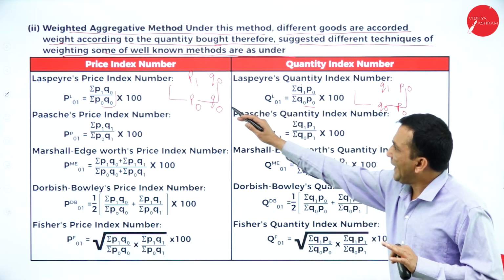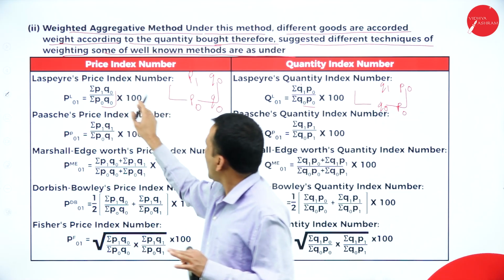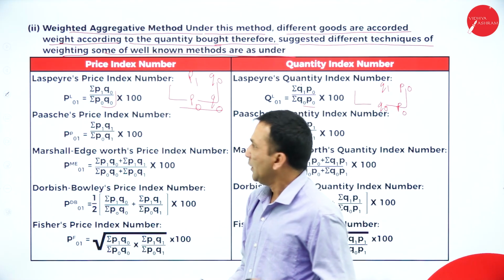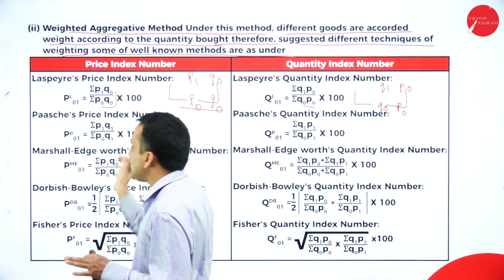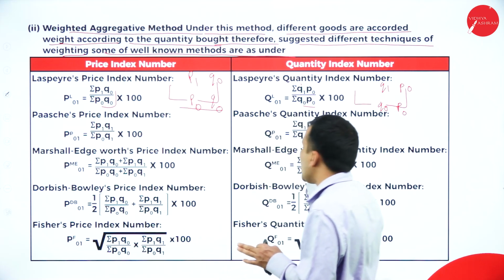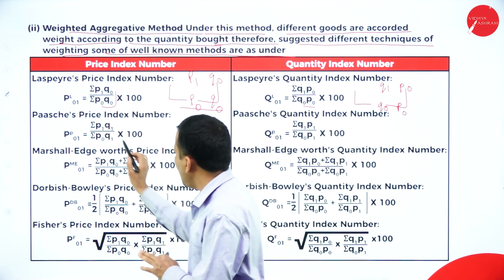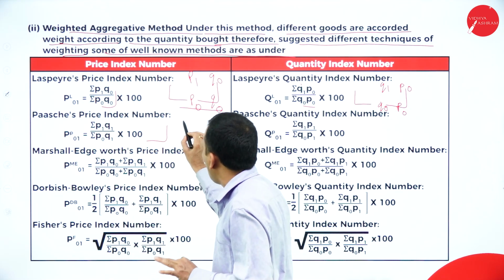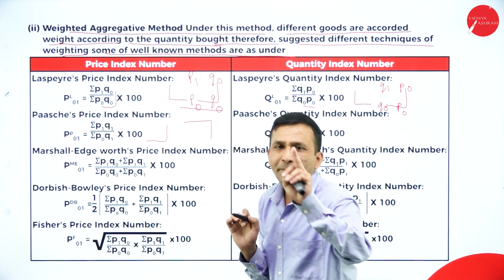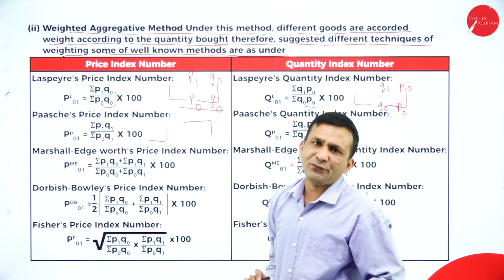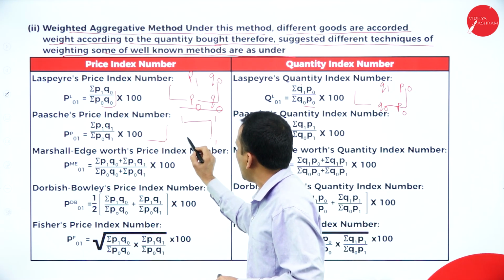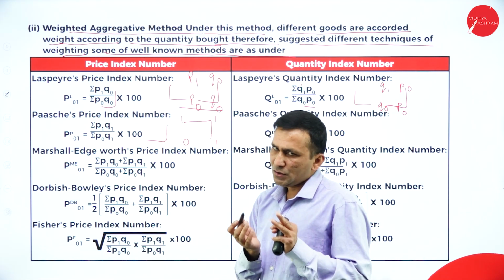If you try to remember these two techniques, this is a very simple technique to remember the formula, no need to mug up. Paasche's price index number and Paasche's quantity index number. Here the last price we have written like this, but for Paasche we are writing like this. The Paasche always gives weight for the current year, so that's what we are writing, 1 1 1. Here nothing is there, which means we need to write 0.